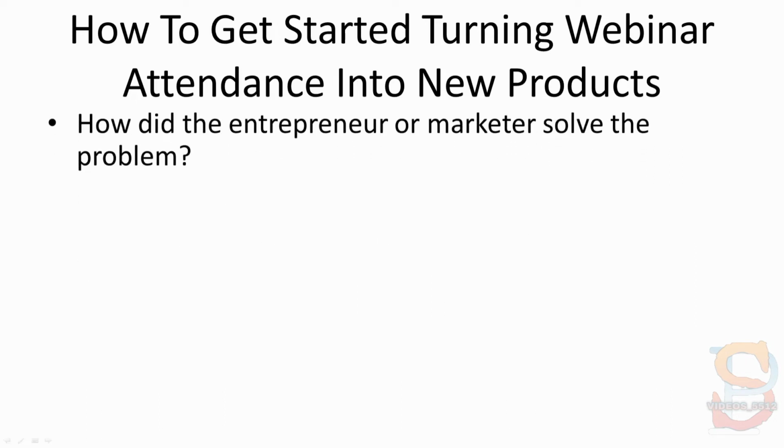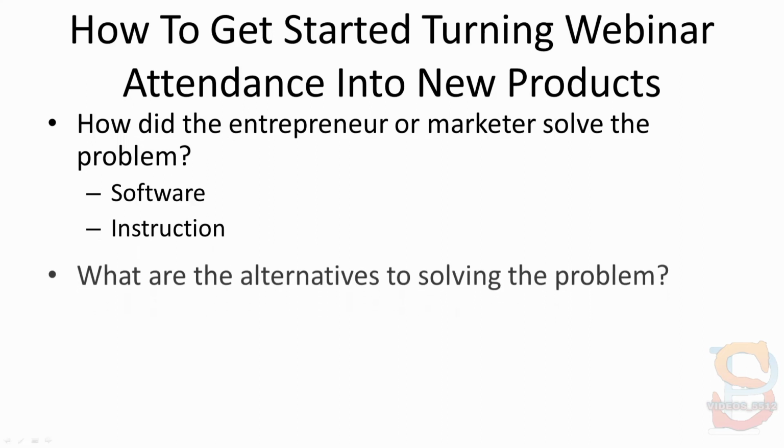Now, how did the entrepreneur or marketers solve the problem? What is it that they did in order to help the people who are on that webinar actually get to the point where they can overcome whatever is being discussed on that webinar? What did they do? Did they offer a piece of software? Was it something that they automated? Was it some kind of instruction that they were giving that helped the entrepreneur solve the problem?